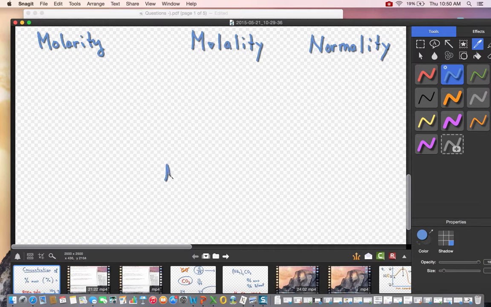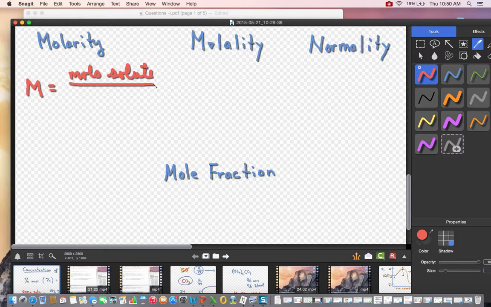Let's discuss mole fraction. And this is going to bring us into a discussion of colligative properties. So molarity is the one that we learn really first in a general chemistry sequence. We know that molarity, whose unit is a capital M, is moles of solute divided by liters of solution.